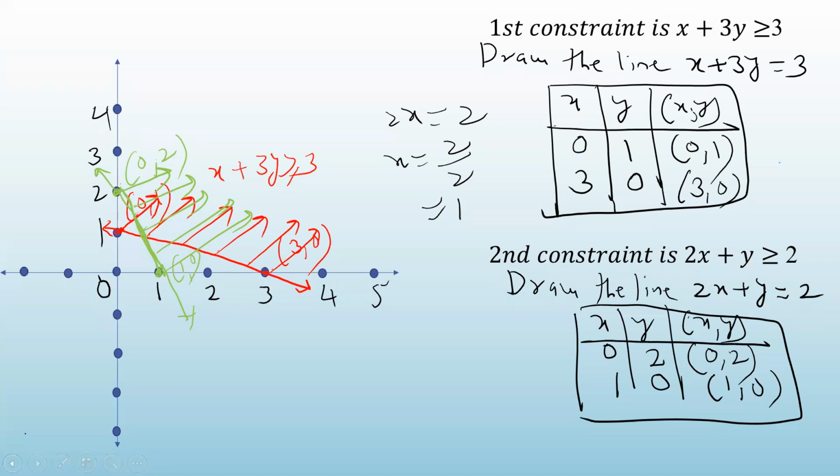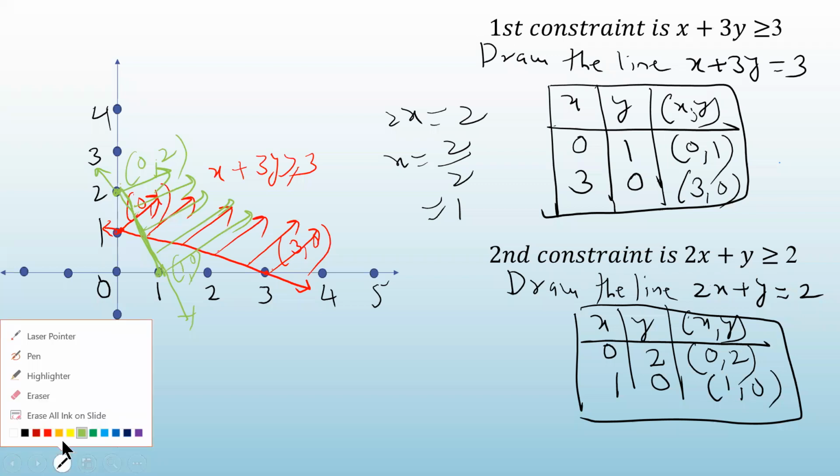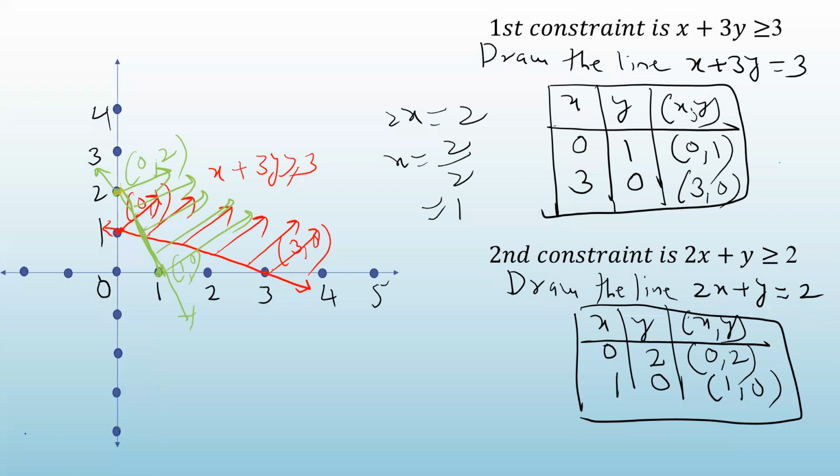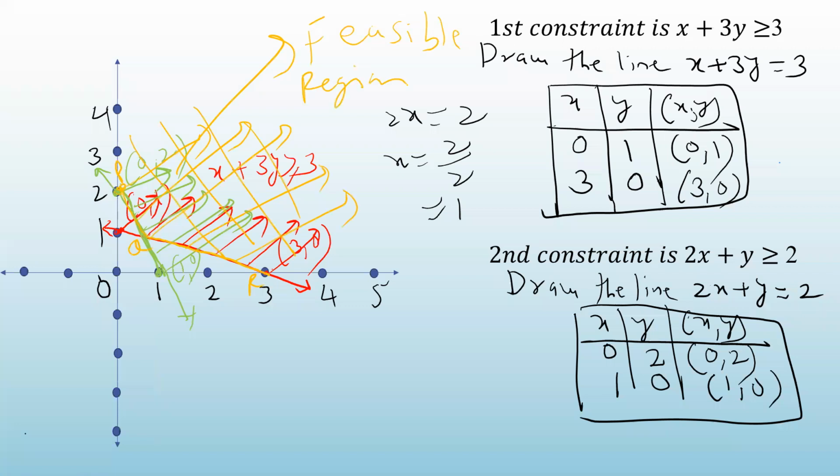Okay. I'll use the golden color for that. So the feasible region is this, you may call it P, here to here and then here. So P, Q and R. So this is the feasible region, which is P, Q and R.